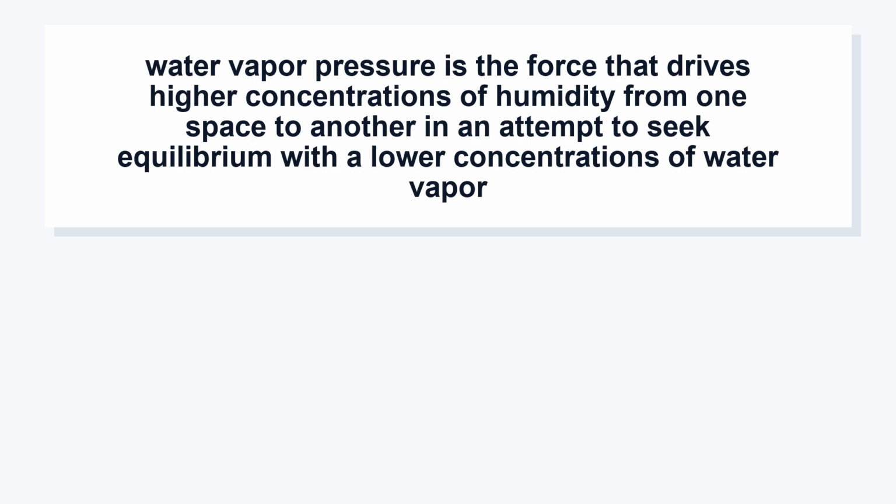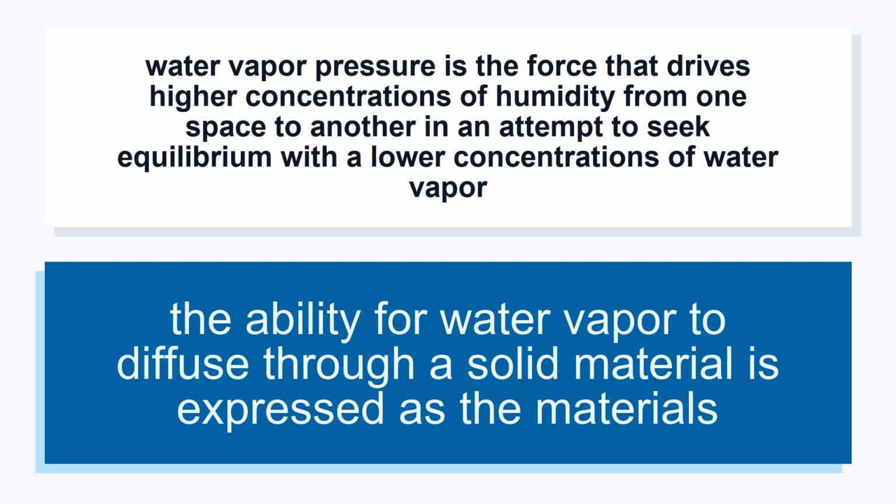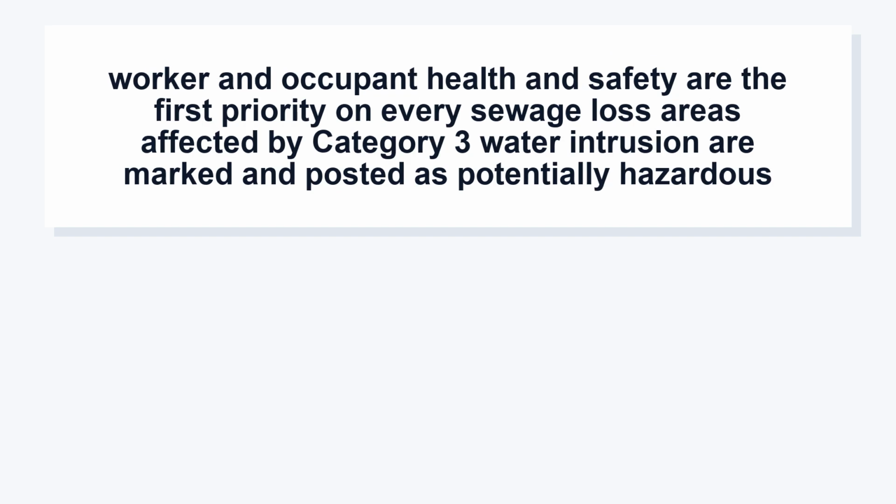Water vapor pressure is the force that drives higher concentrations of humidity from one space to another in an attempt to seek equilibrium with a lower concentration of water vapor. The ability for water vapor to diffuse through a solid material is expressed as the material's permeance. Worker and occupant health and safety are the first priority on every sewage loss. Areas affected by Category 3 water intrusion are marked and posted as potentially hazardous.